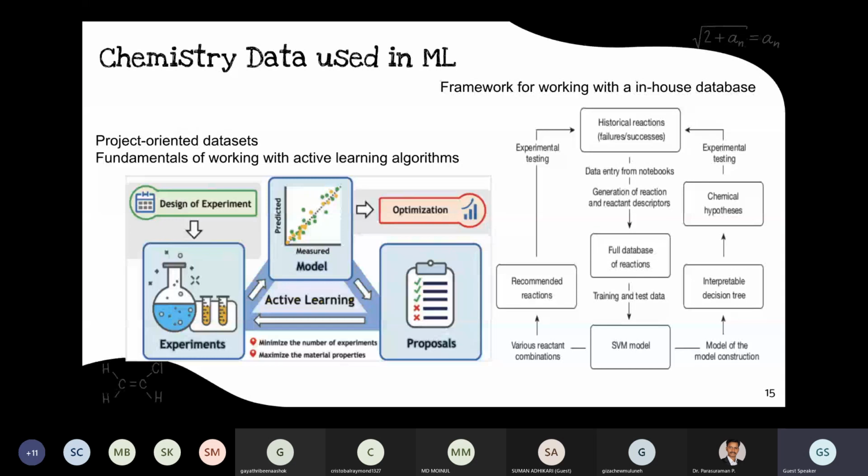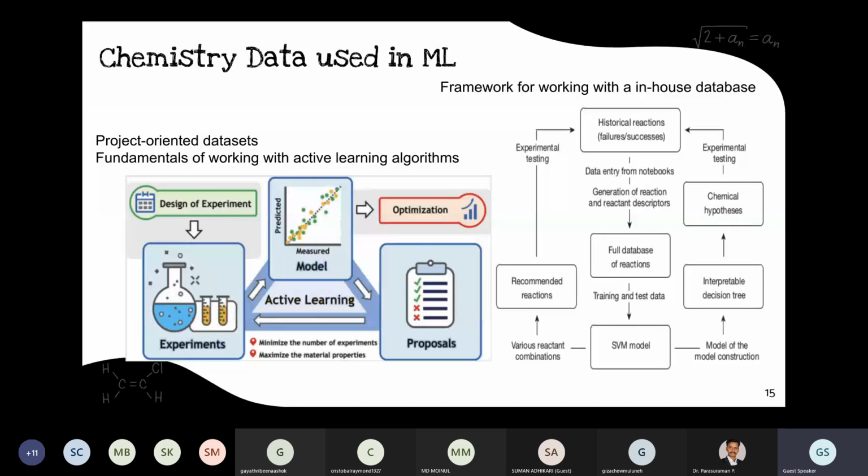That's the question. So project-oriented data sets, fundamentals of working with active learning algorithms. This is the example that I just mentioned. It can take data from your existing real data, and the model does active learning and improves by optimization. So it's not simply that you had your initial data which you started training the models with, but you can also get data while other experiments are going on and the model learns by itself. This will help you minimize the number of experiments, because you might have already carried out similar ones. Machine learning is able to overcome that, so it saves money.